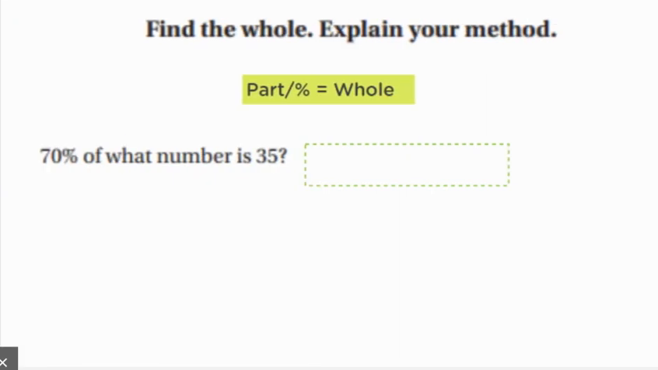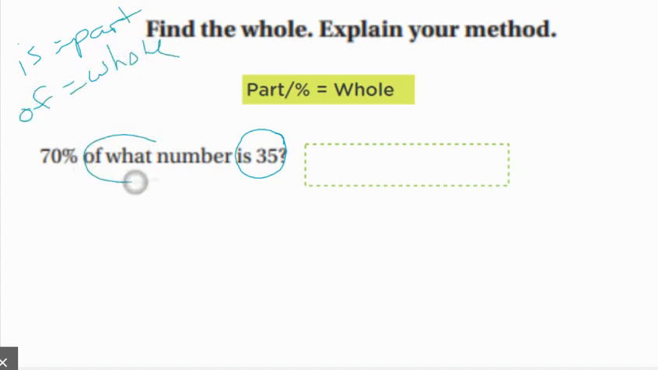All right, so now we just found the percent of a number. We are now going to find the whole. So we were finding the part before, now we're finding the whole. So this time we're going to do part divided by percent. So remember, is equals part. And if you look at of, it says of what number, so that's missing. So our whole is missing.